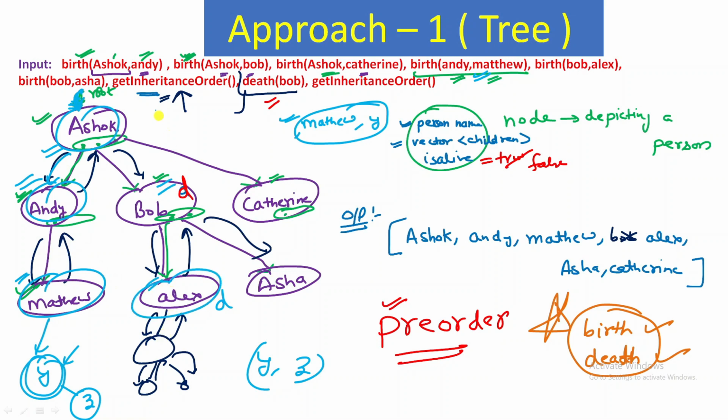So whenever there is a death API getting called, again and again I have to start from the root. Okay, so this is a time-taking operation, birth and death, which is actually making it a bad approach. So let's see in the second approach how we can solve this searching-related problem.